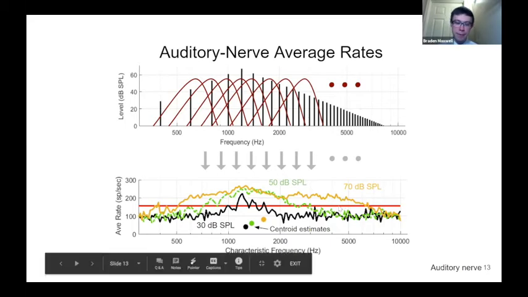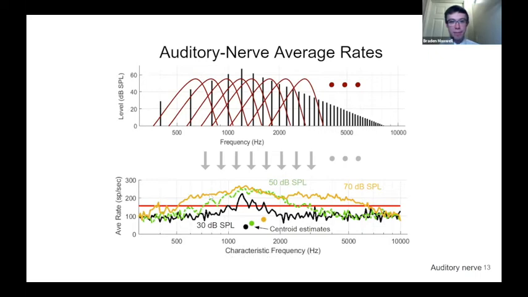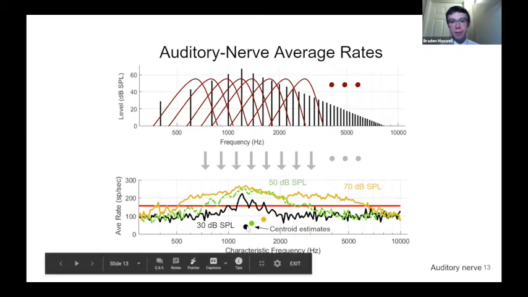I'll mention here we ultimately were interested in extracting an estimate of the spectral centroid from these representations. To do that, we cut off things below this red line in order to cut off some of the spontaneous rate. And then we take a spectral centroid estimate just using a typical kind of weighted average procedure, just the way it would work with a regular spectrum. So here are centroid estimates. You can see centroid estimates very reliable at low SPLs, but then at higher SPLs, it wanders quite a bit.